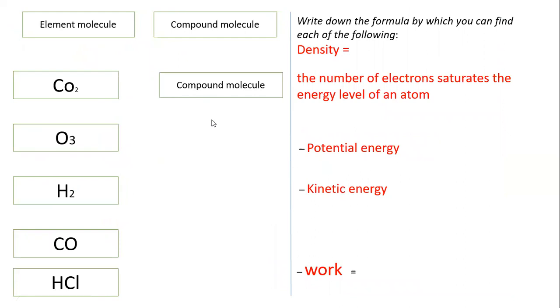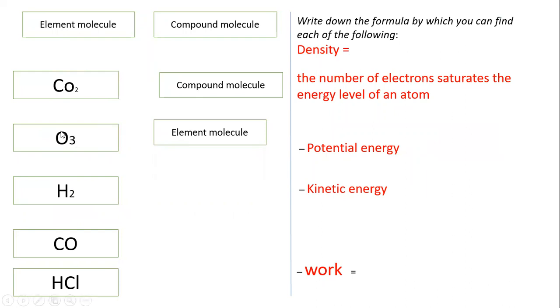Now let's do another question. I give you 2 options here, element molecule or compound molecule. Like CO2, CO2 is compound. Give reason. Because it consists of 2 different elements, carbon and oxygen. O3, is it an element molecule or compound molecule? Yes, excellent. It is an element molecule. Why is O3 an element molecule? Can you tell me?